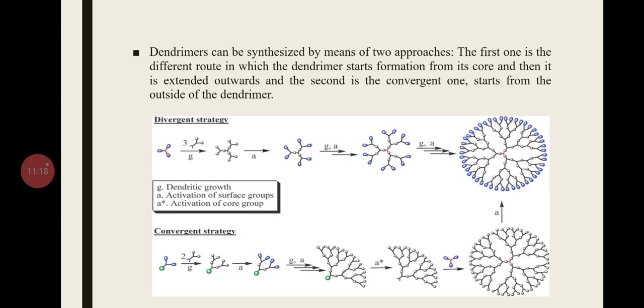Dendrimers can be prepared by two approaches. The first one is called the divergent approach, and the second one is called the convergent approach. In the first approach, the dendrimer starts its growth from its core and then grows outward, while in the second case it is opposite. The dendrimer starts its growth from the outside and then grows inward.